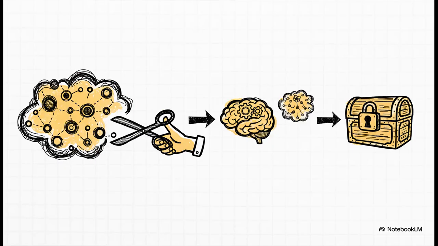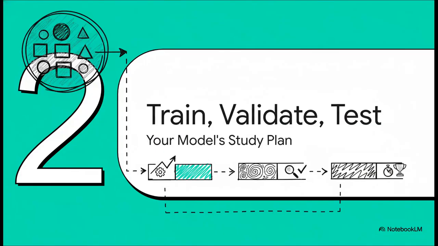So here's the bottom line. We split our data to simulate the future. We have to hold back a piece of it to be a totally fair final exam, a stand-in for the real world. This is how we test if the model can generalize its knowledge, not just spit back answers it's already seen. So how do we actually do this? How do we set up this fair test?